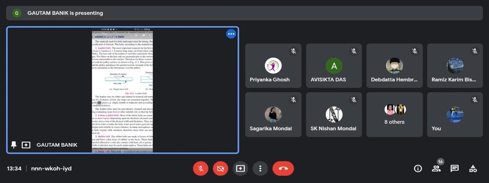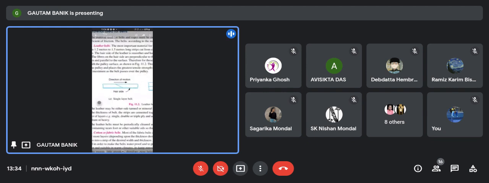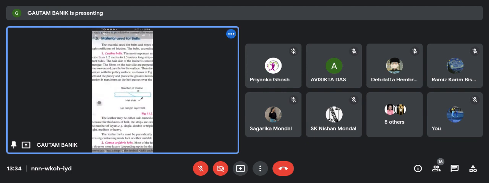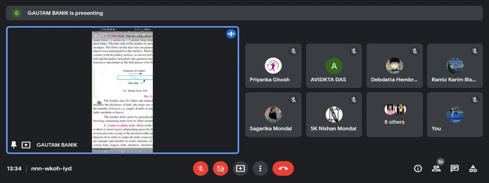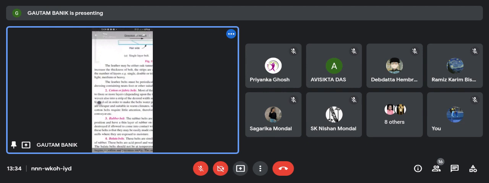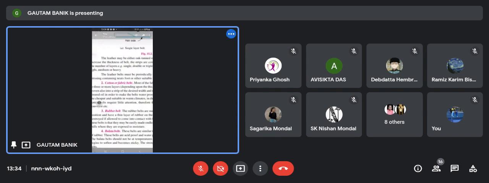Belt. Belt is a material. A belt made of leather is called the leather belt. It is manufactured from leather. That is called the leather belt. And the cotton and fabric belt is made of cotton and fabric mixed together. And rubber belt. The rubber belt material is rubber.